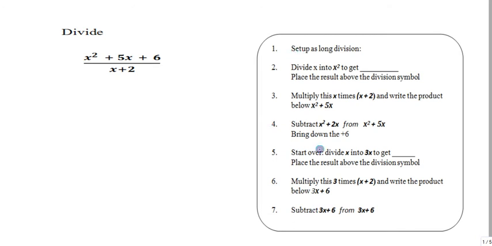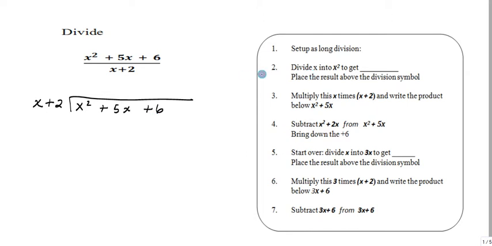Here are the steps. The first thing we do is set this up so that it looks like long division. If you remember what that looks like, we take the x plus 2, which was the divisor, and divide that into the dividend, x squared plus 5x plus 6. All right, and then we do the following.